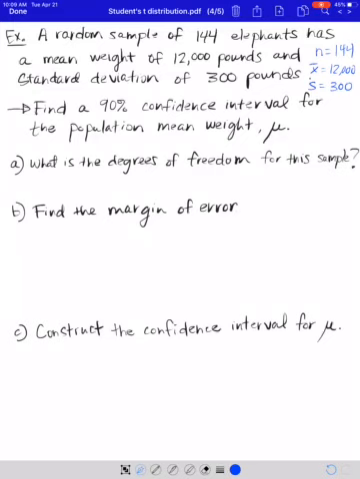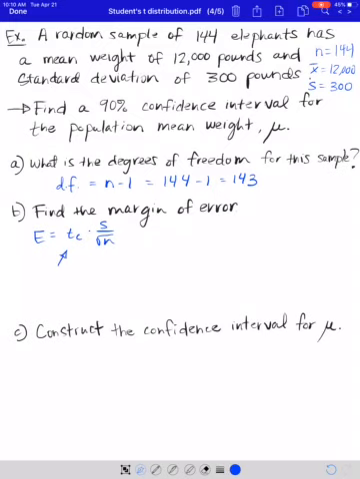First, let's find our degrees of freedom. And so remember, degrees of freedom, that's just the sample size minus 1. So in our case, we'll have 144 minus 1, which is 143. And now we want to find our margin of error. And so remember, our formula here is we find the critical value for the t distribution times sample standard deviation over the square root of n.